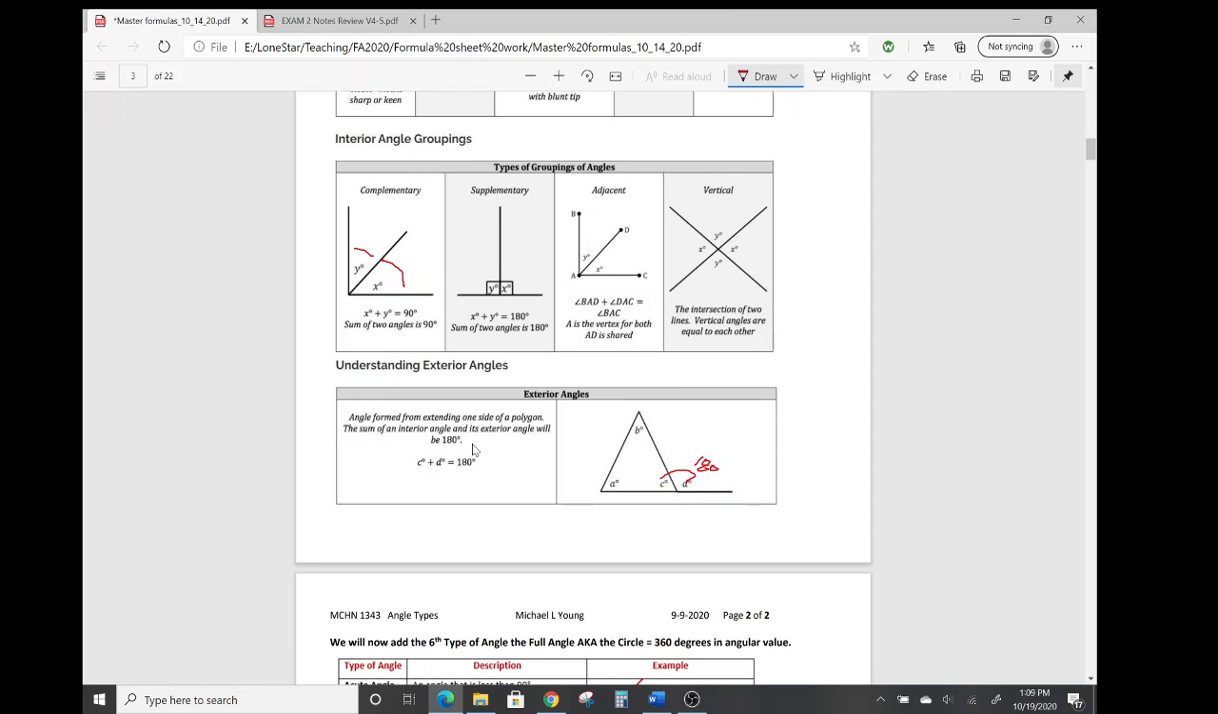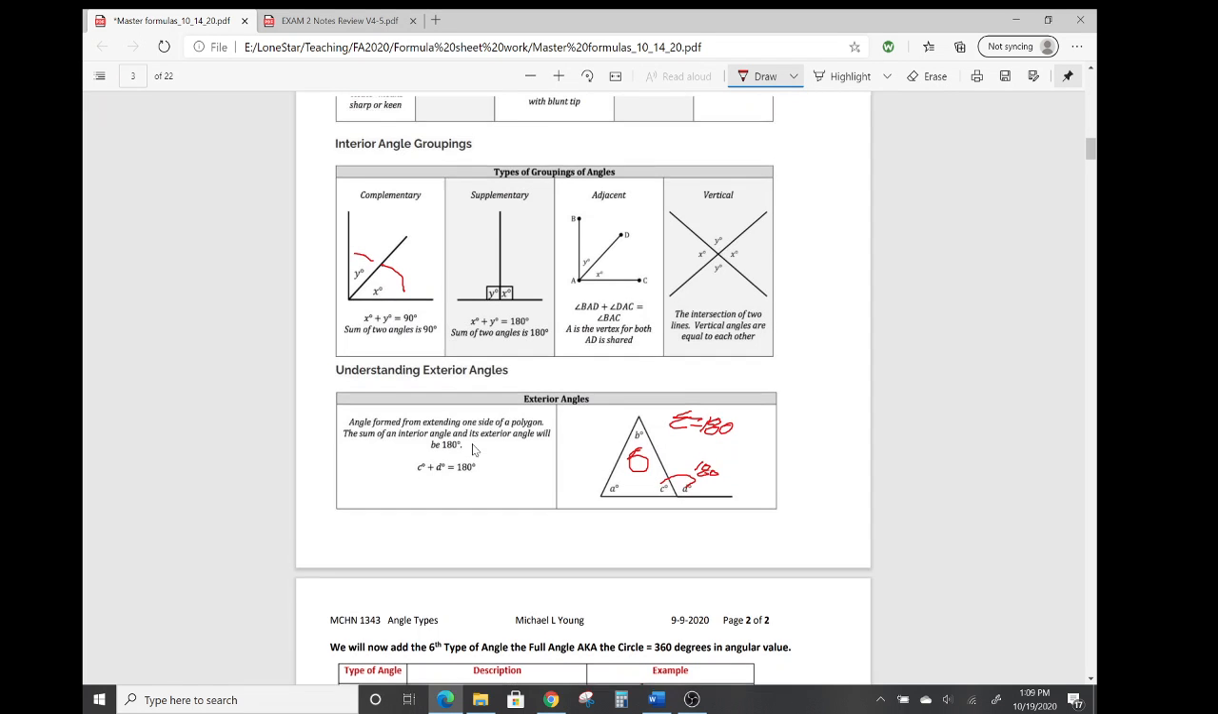Now, this is a triangle. And the sum of all the angles inside this triangle equals 180 degrees also. I don't care what kind of triangle it is. All right? Okay.